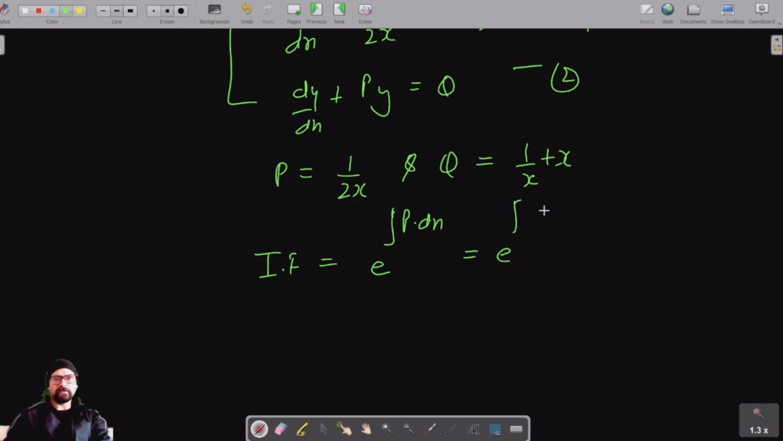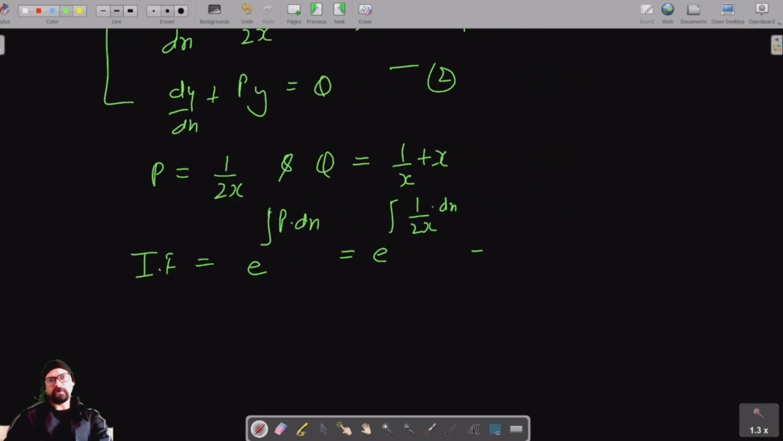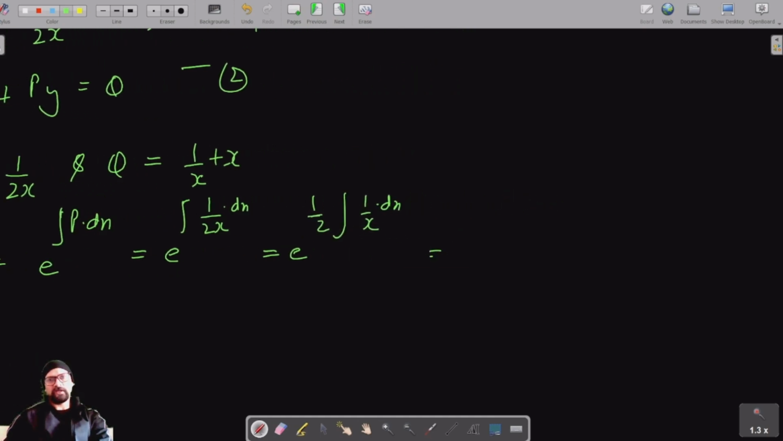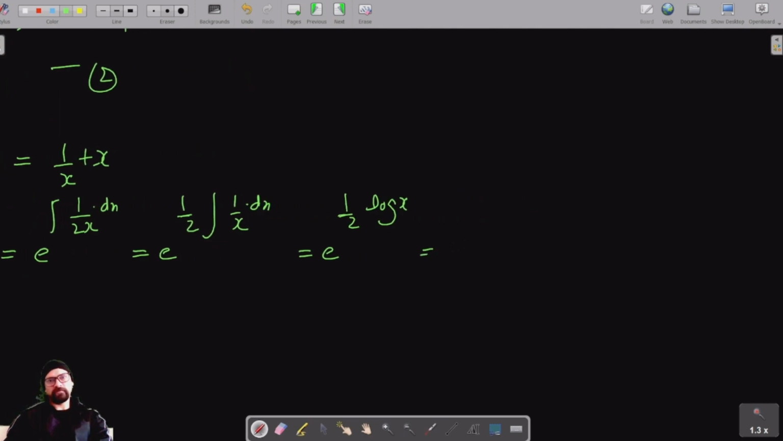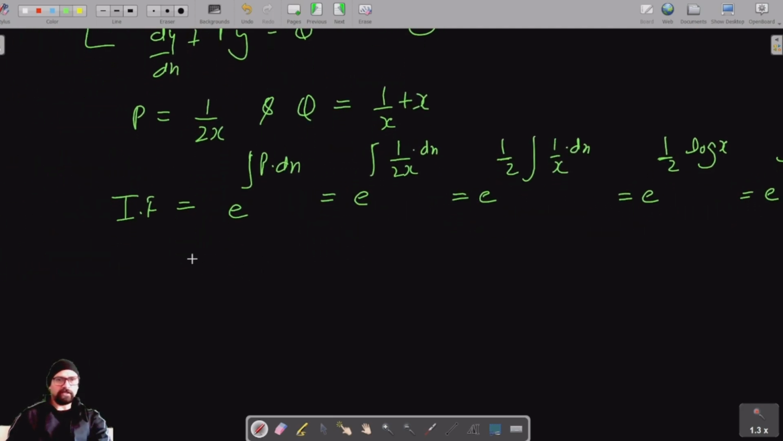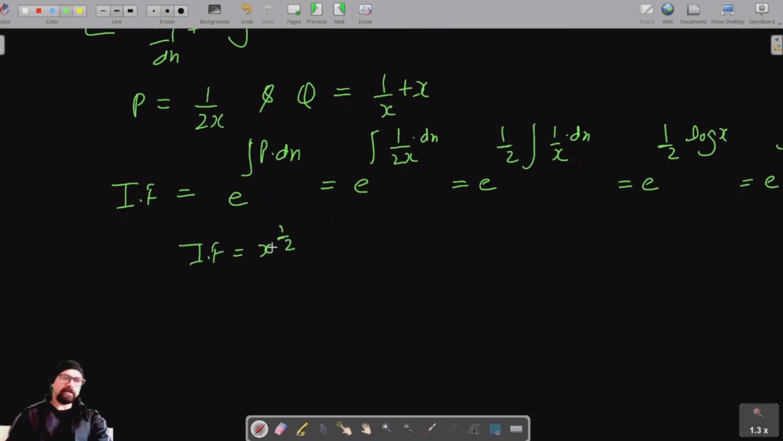And this is the integration of p, which is 1 by 2 into dx. So 1 by 2 is out, and we have to integrate 1 by x into dx, and the integration of 1 by x is log x, which can be written as log x raised to the power half, and this is equal to x raised to the power half. So our integrating factor is equal to x raised to the power half.